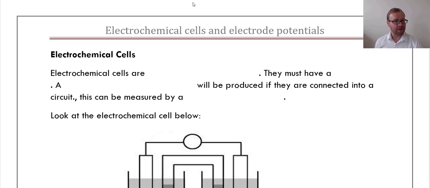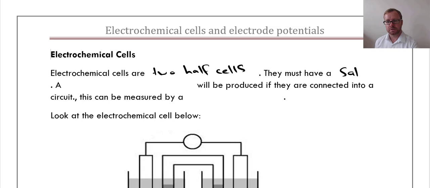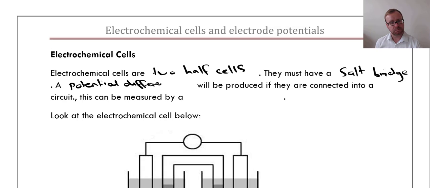Right, so electrochemical cells. What are they? Electrochemical cells are two half cells that are joined together. They must have a salt bridge, and a potential difference will be produced if they're connected into a circuit. This can be measured by, unsurprisingly, a voltmeter.